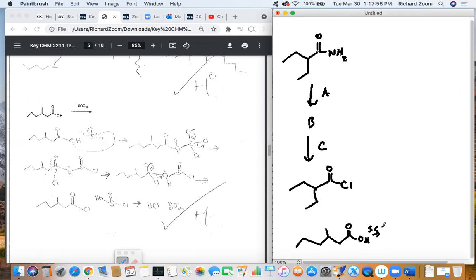Okay, so there's our base reaction, SOCl2. What I would want you to understand is that this product could be formed by treating this compound. Well, actually, let me put it on B. With SOCl2.